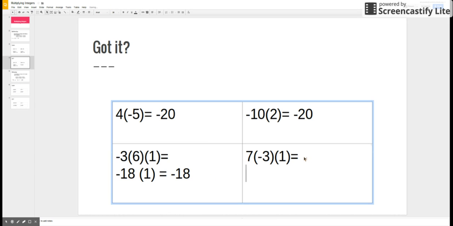And the last one, we have 7 times negative 3. Let's worry about those two numbers first. Since it's a positive times a negative, we're going to get negative 21 for our answer. These two signs are different, so our answer here has to be negative. And then we just bring down that 1, and you have negative 21 times a positive 1, and you end up getting negative 21.